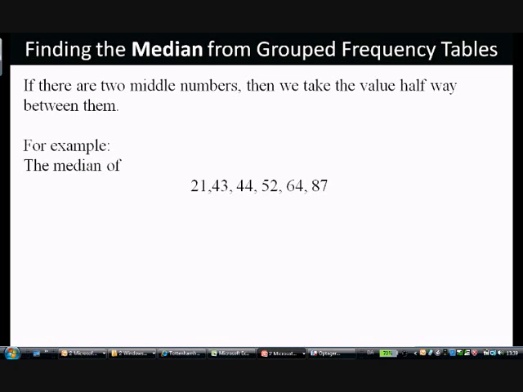Sometimes there are two numbers in the middle. So like this set of data, 44 and 52 are both in the middle. So you just take the mean average of the two numbers. So you go halfway between 44 and 52. 44 plus 52 divided by 2 is 48. 48's in the middle of the two middle ones. So that is the median. Write that down. Pause the film if you need to.